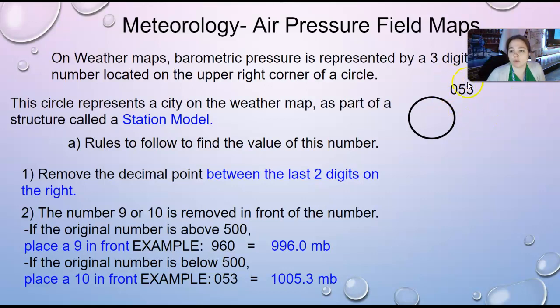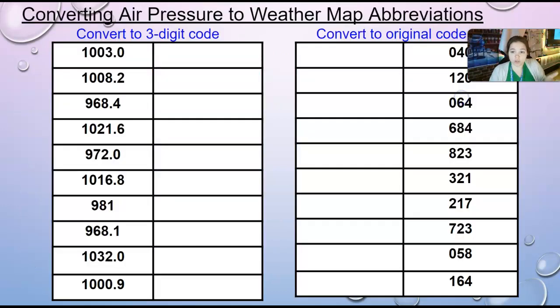Now let's use this number right here. Because it's below 500, I have to add a 10. It wants to be more, because it's less, it wants to be more than that 500. So I start with 053, right? I'm going to add a 10 in front of those 3 numbers. And now my next step is add a decimal in between the last 2 numbers. So I have 1005.3 millibars. That is how you are going to encode and decode pressures.